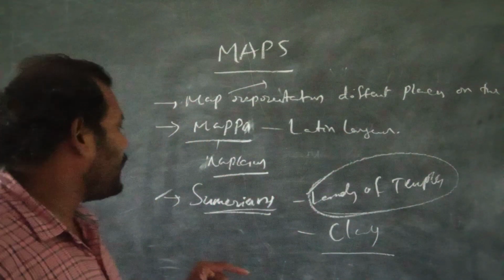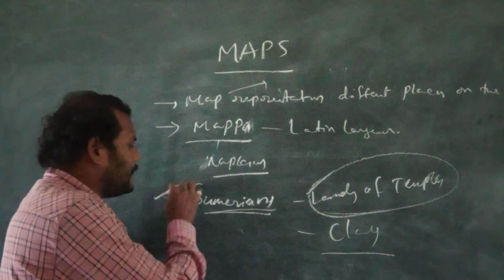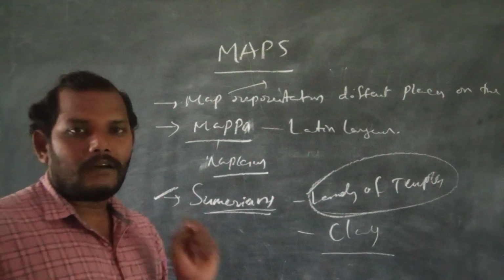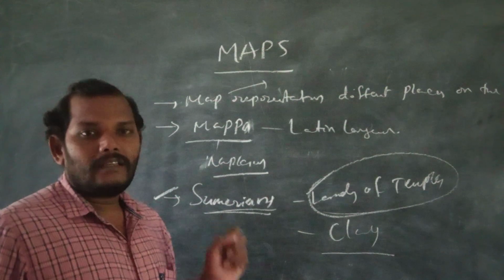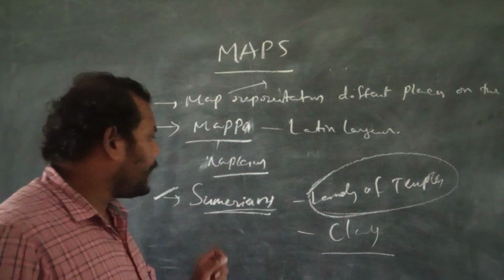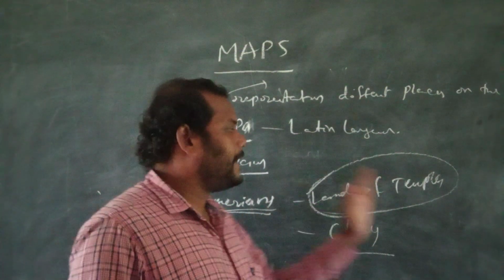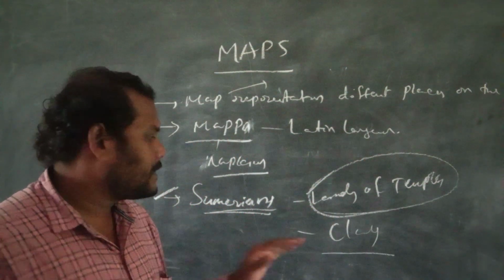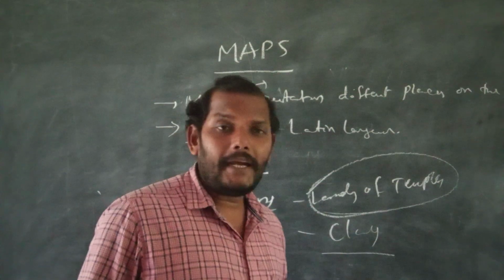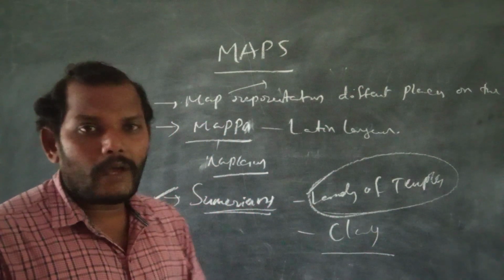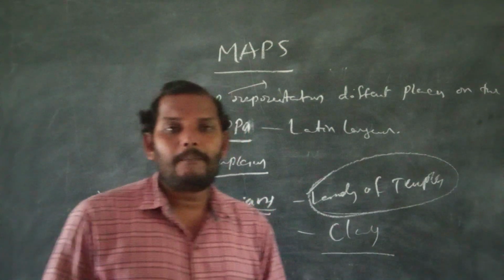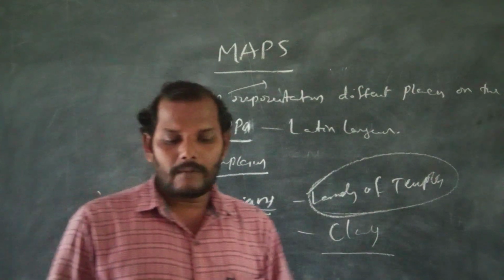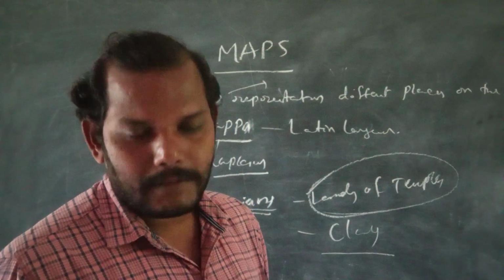Right? Who first prepared the map? Sumerians. Presently it is called Iraq. These Sumerian people prepared the map for their temple lands. Okay, this is the information. They prepared it on clay. But nowadays we use different types of papers or different types of objects to prepare maps.